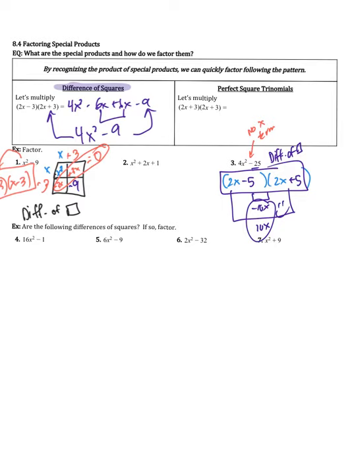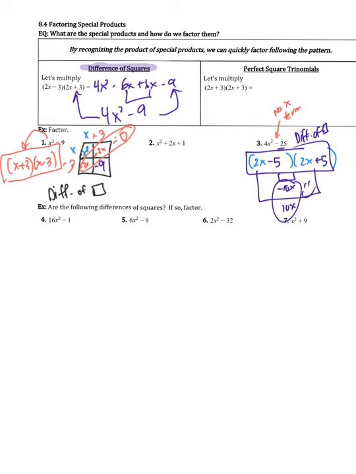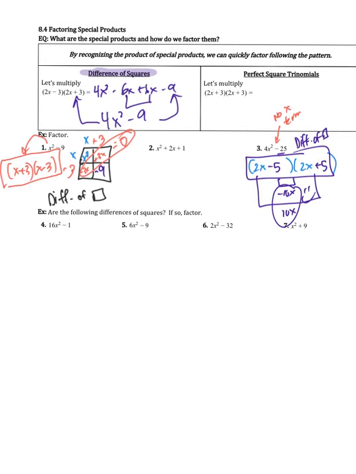Now, what I want you to do, and we're going to come back to talk about perfect square trinomials, but what I want you to do is look at the bottom 4 questions here, 4 through 7, and I want you to identify which, if any, of these are the difference of squares. Go ahead and pause the video and work through that. And if you can identify that it's the difference of squares, go ahead and factor it.